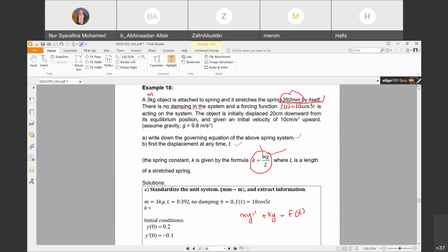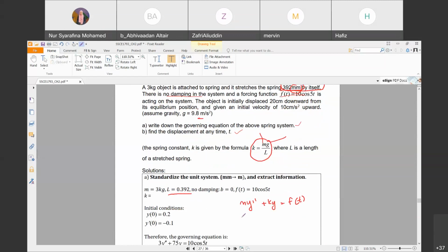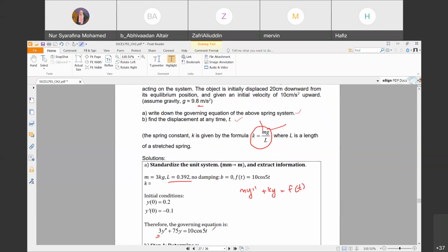Usually in our calculation, you have to refer to the units given. This is kilogram, this is meter, so just change these to meters. That's why L is 0.392. So just substitute. Once you obtain your equation, you know how to do next. Clear or not?